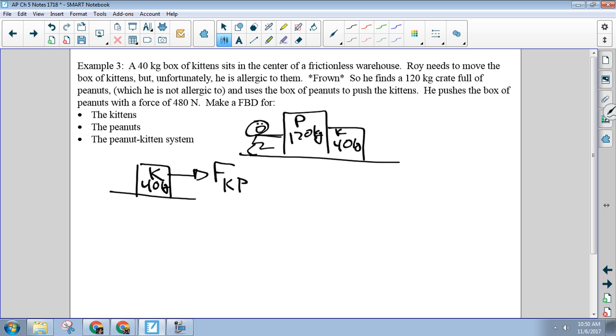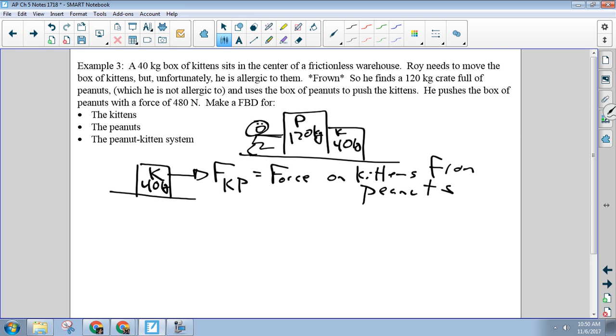All right, so I'm going to use this notation. This means the force on the kittens from the peanuts. I don't like it either. It's backwards from the way I want to do it, but that's the way the book uses, so I'm going to be consistent. All right. Is everybody good with that?